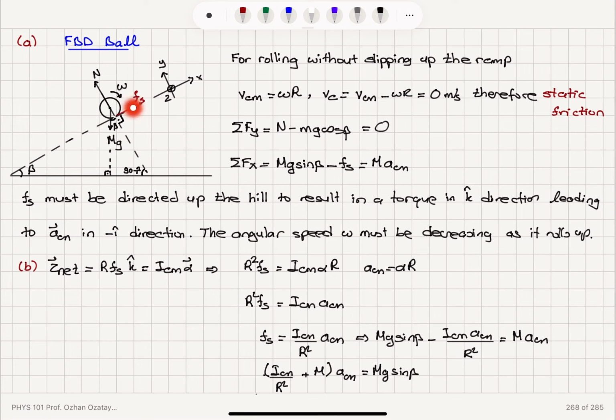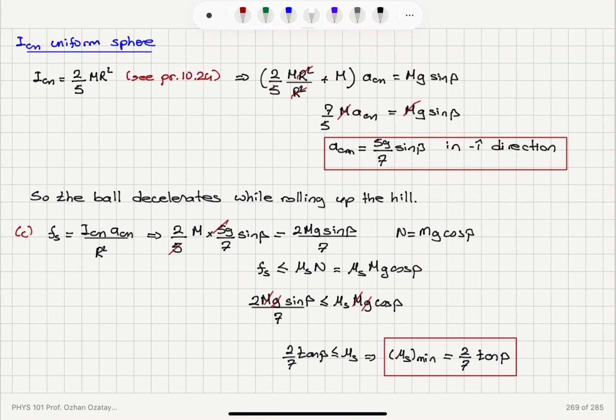And we have determined the direction of static friction by the requirement that angular speed must be decreasing in time. So the torque provided by the static friction r cross fs is in k hat direction using the right hand rule, which is equal, according to Newton's second law rotational form, to I alpha. If I multiply both sides with r, acceleration of the center of mass is alpha r, so that's the derivative of omega r with respect to time. And r squared fs is I center of mass, a center of mass, so we can substitute for static friction I a over r squared in the x equation. So we can isolate the center of mass acceleration in this equation.